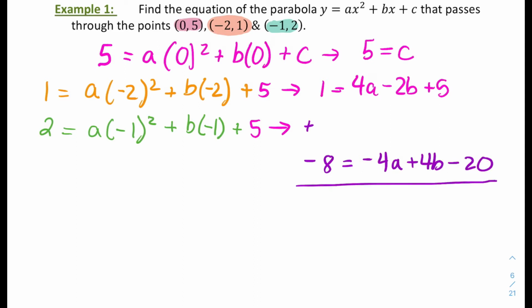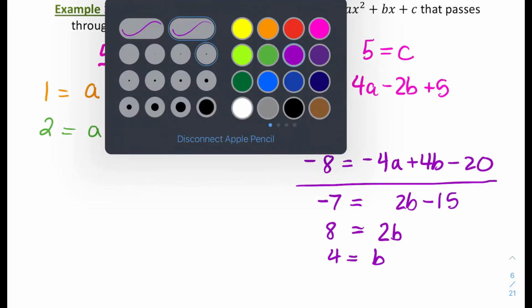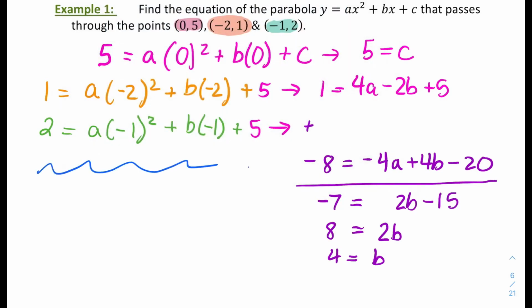So I'm going to go ahead and add those 2 equations together, and you get -7 equals 2b minus 15. And then I'll add 15 to both sides to get 8, and divide by 2 gives me b equals 4. Now that I have b, I can pick any of my equations that had just a and b in them. So I'm going to go back to that first one, the 1 equals 4a minus 2b plus 5, and replace b with my value that I just got, and then solve for a.